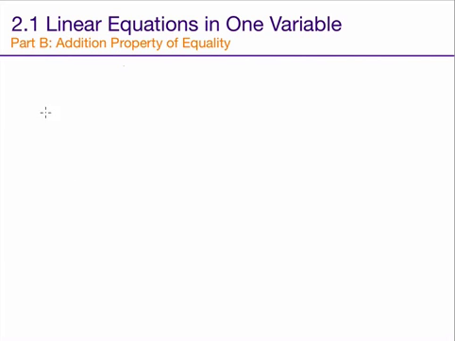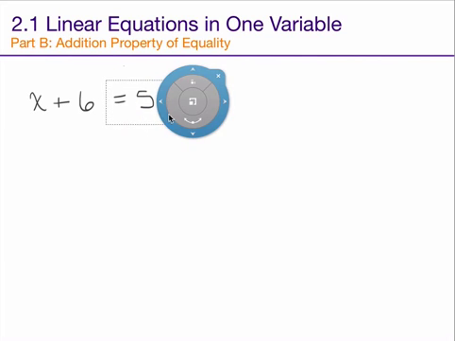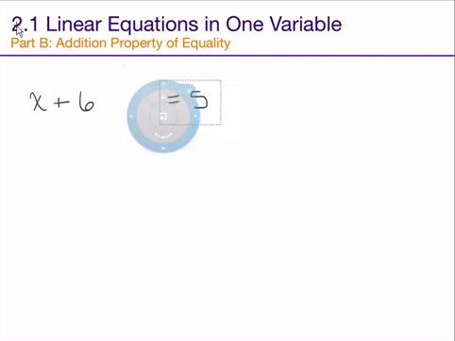Okay, let's do another couple of examples. What if I had x plus 6 equals 5? Again, I'm going to move over the equals 5 just to give us a little bit more room. What number can I add to both sides of this equation so that when I'm done, x is all by itself? Since x has 6 added to it, let's add -6.